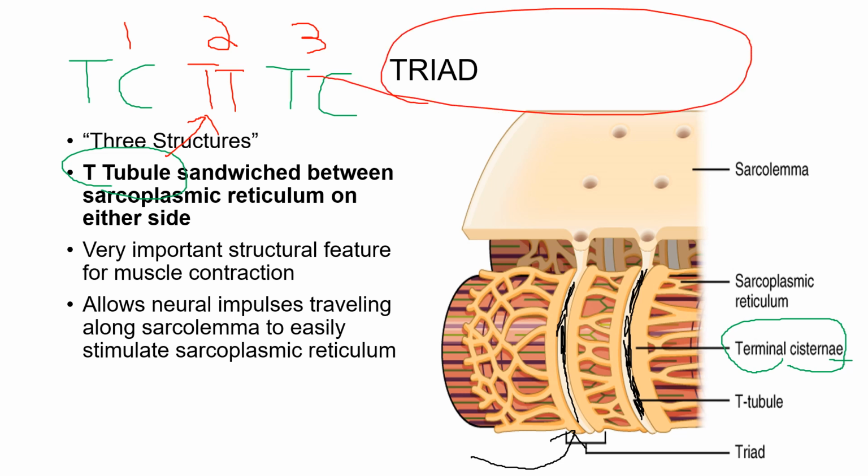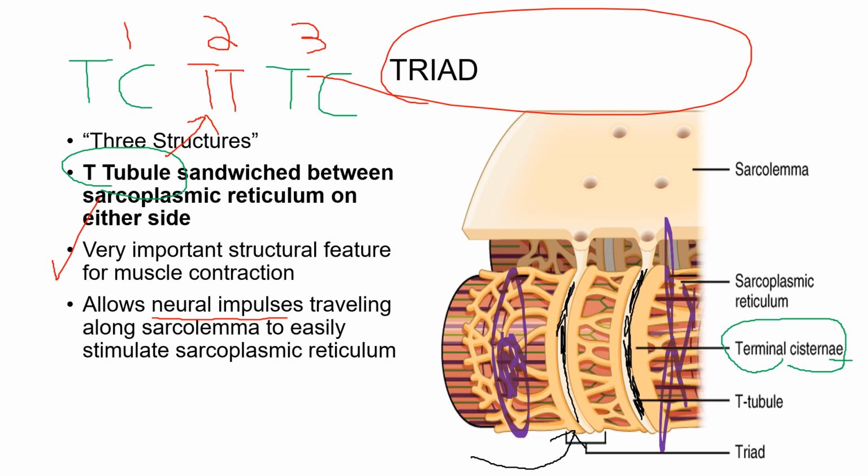And once again, this is very important because this is what's going to allow those nervous impulses, aka the electrical signal, to spread very quickly throughout that sarcoplasmic reticulum. And once again, the reason why we want that sarcoplasmic reticulum being stimulated all at the same time is so our muscle cells can contract all at the same time, right? We don't want a delay in muscle contracting.